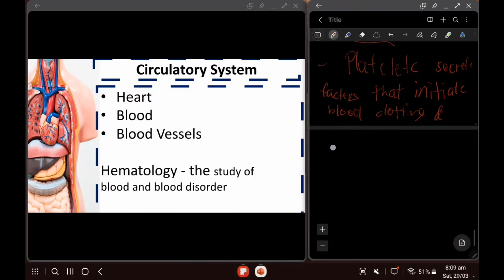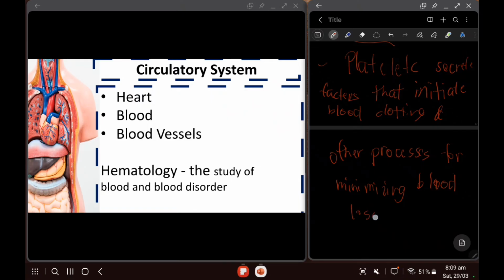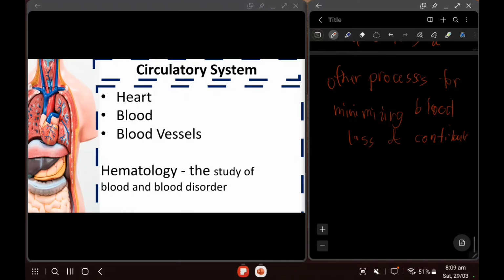and other processes for minimizing blood loss, and contribute to tissue growth and blood vessel maintenance.